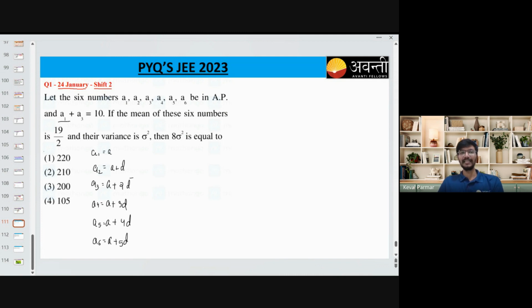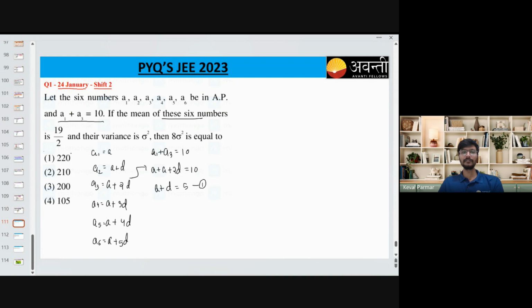It is given that A1 plus A3 is 10. So if A1 plus A3 is equal to 10, that means A plus 2D is equal to 10. Right? We got this from here. That means A plus D is 5. We cancel out 2. Equation number 1.